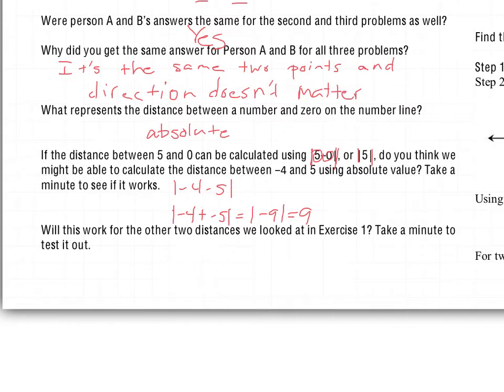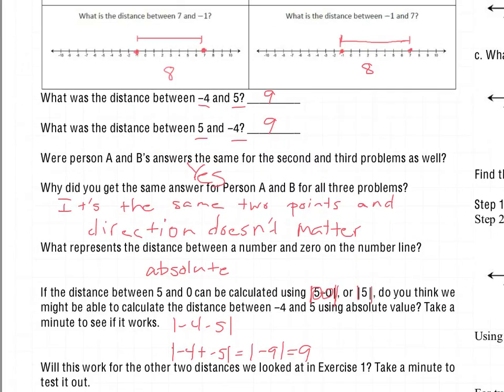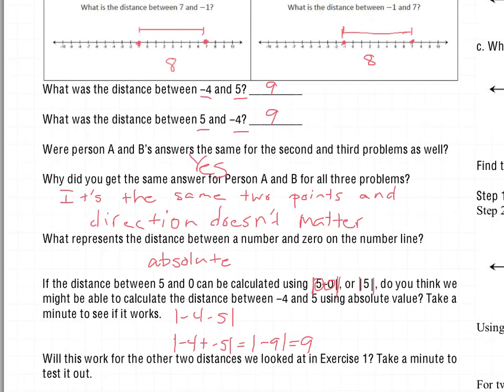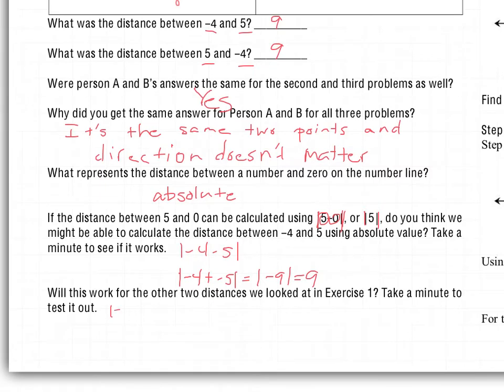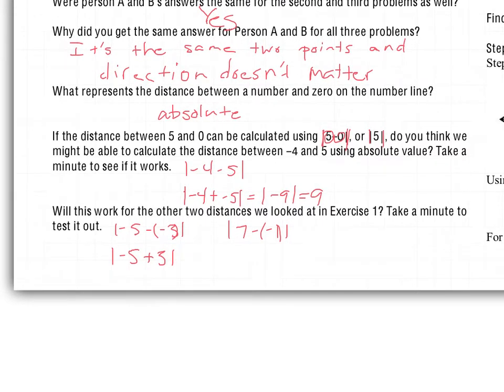Will this work out for the other two exercises? Well, let's go ahead and test it out. We've got -5 and -3: -5 minus -3. And 7 and -7 minus -1. Alright, so looking at this, I'm going to change this to an addition. Add the opposite. And that's going to give me the absolute value of -2, which is equal to 2. And that's sure enough the answer that we got.